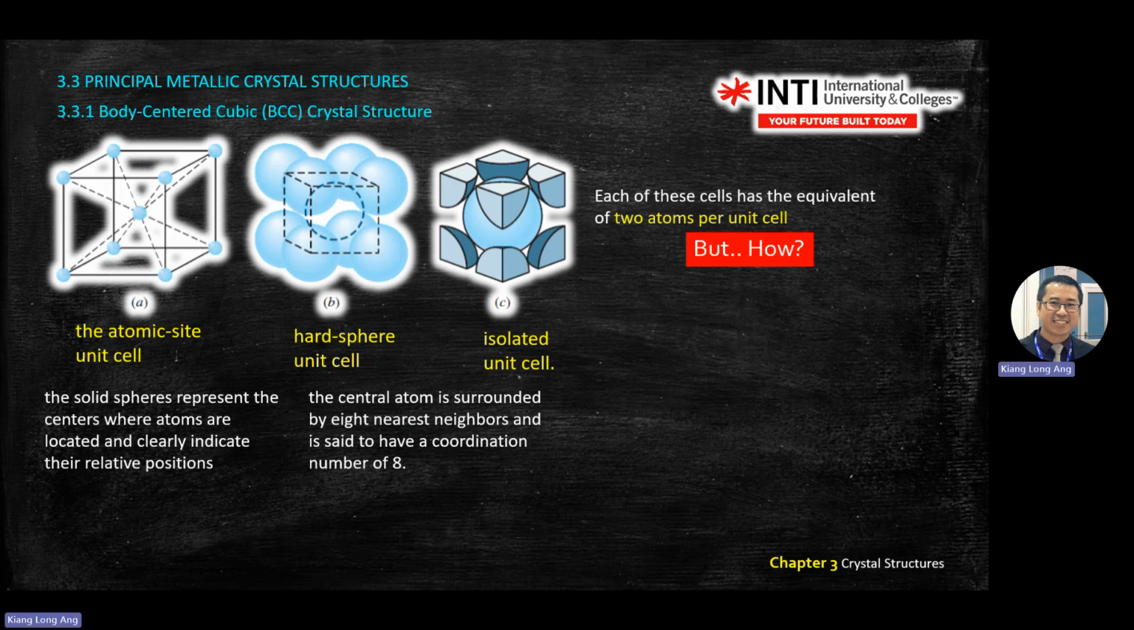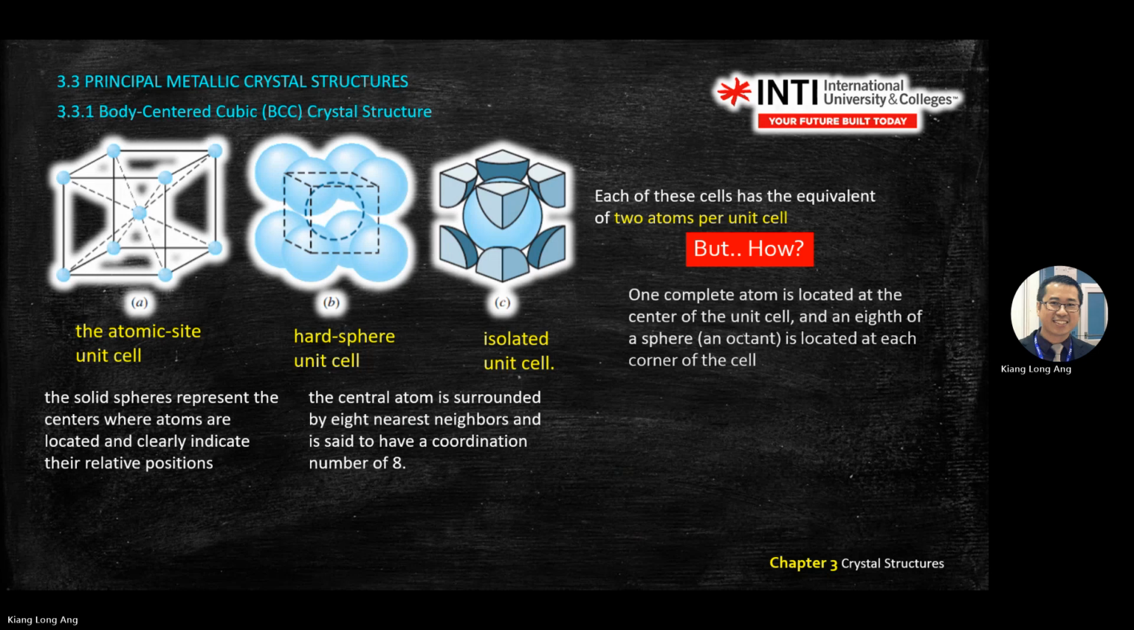Most of the textbooks out there will use hard sphere unit cell to show you the arrangement of atoms. So we already explained how to get 2 atoms. The calculation is there. So 1 atom at the center, 8 multiplied by 1/8 at each corner. So you get 2 atoms.